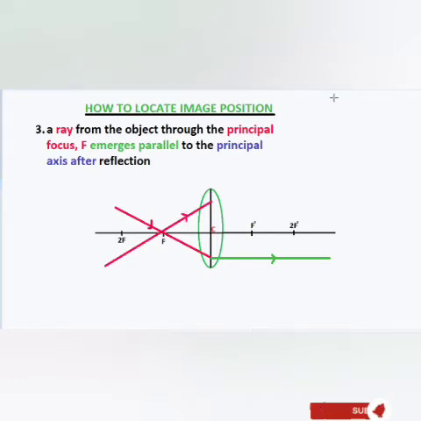Will also be refracted parallel to the principal axis from the other side. So I must indicate the direction of the rays refracted to indicate that they have refracted by putting my arrows.